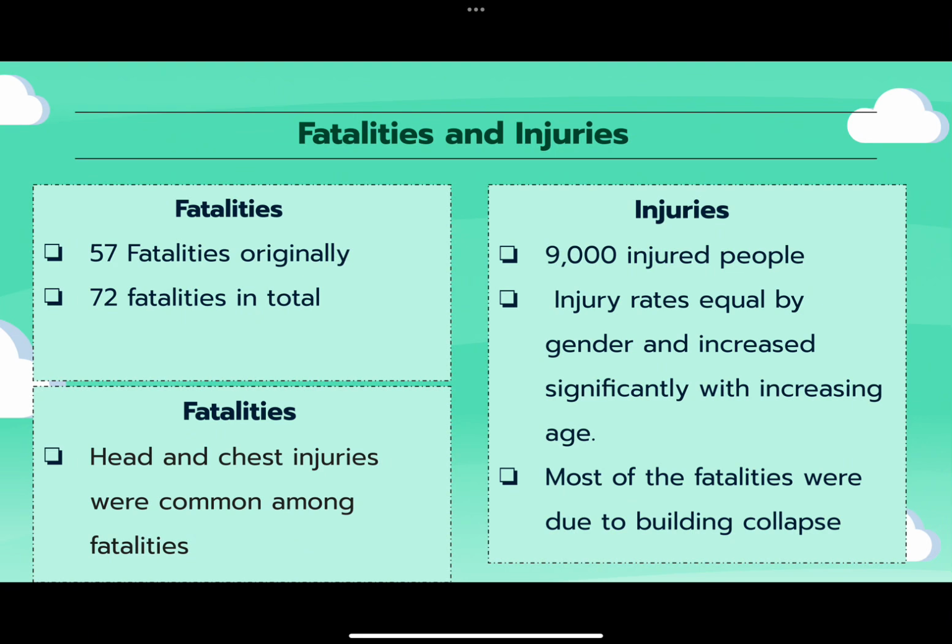While the heart attacks were included, the most common death was caused by head and chest injuries due to buildings collapsing, and of course there were a few car crashes and incidents on the freeway due to the freeway collapsing as well. Injuries-wise, there were 9,000 people who were injured, and mostly also due to buildings collapsing and car accidents. It's important to note that the injuries were very equal in gender.